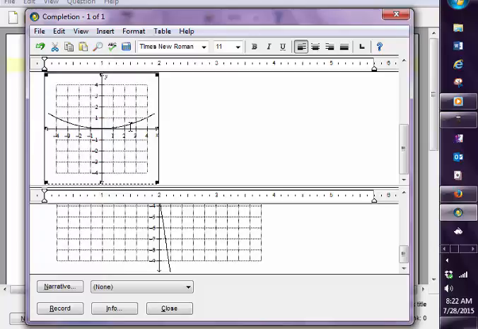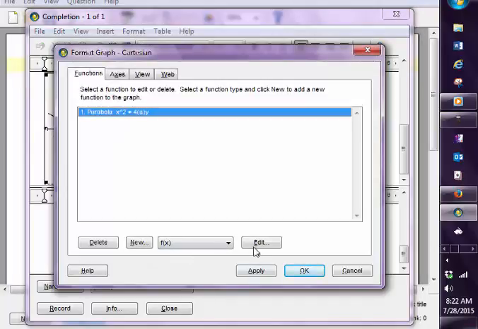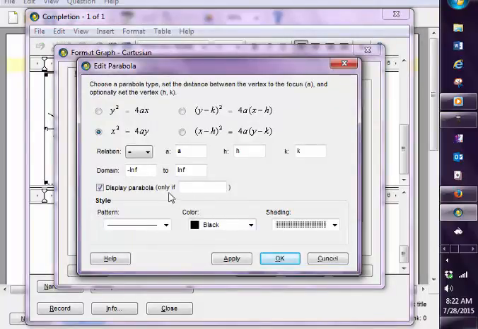Ooh, I should have had it be offset. Not sure I know how to offset it. Oh, it says optionally set the vertex H, K. Oh, I see. I have to do this one right here. Never mind. No. X minus h squared equals 4a times y minus k squared.